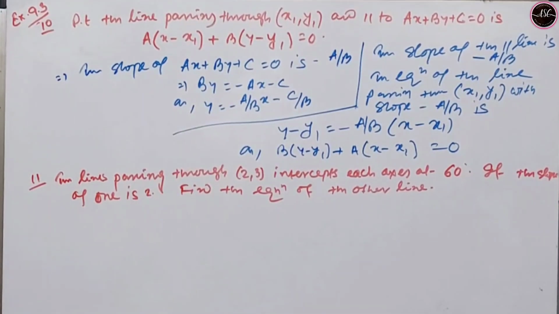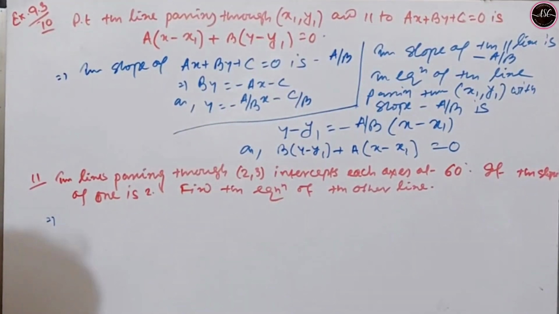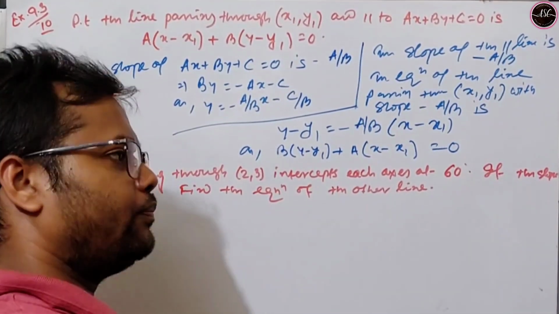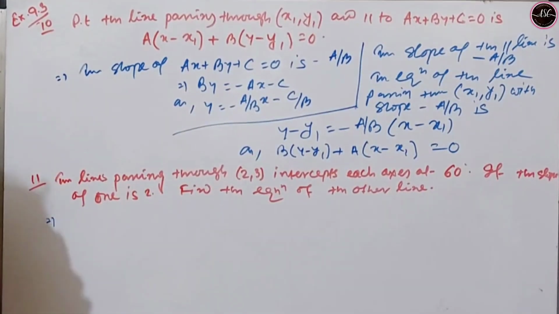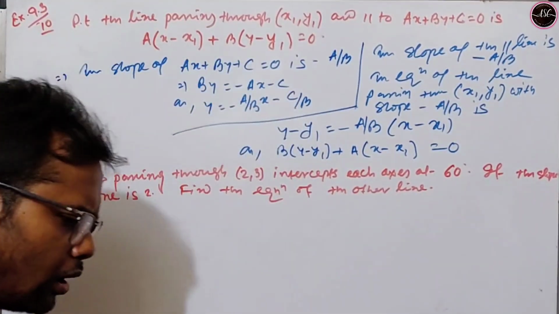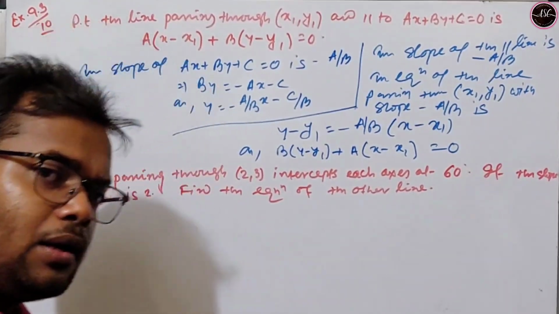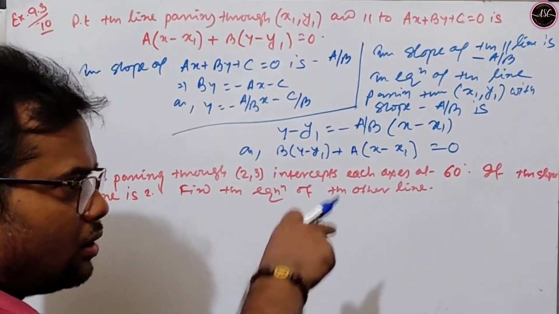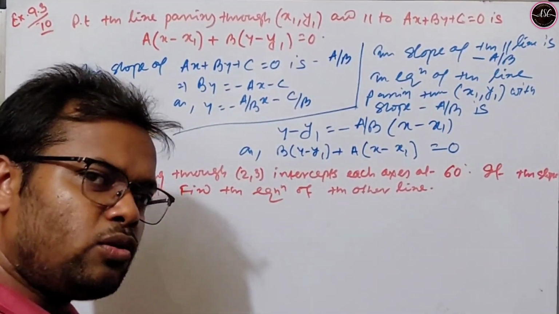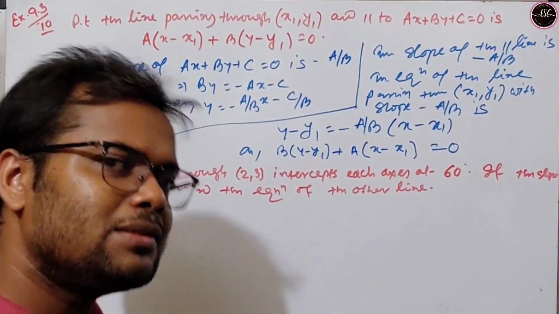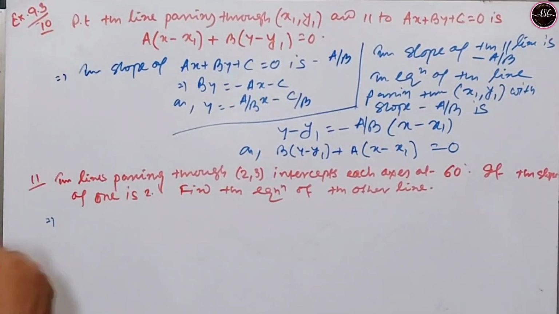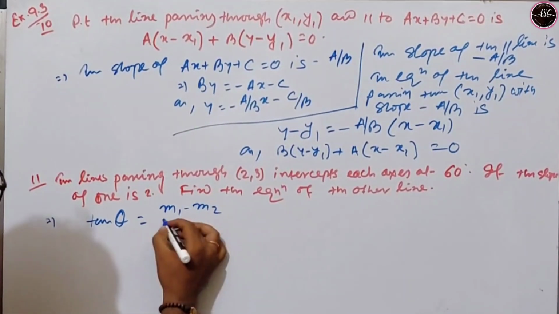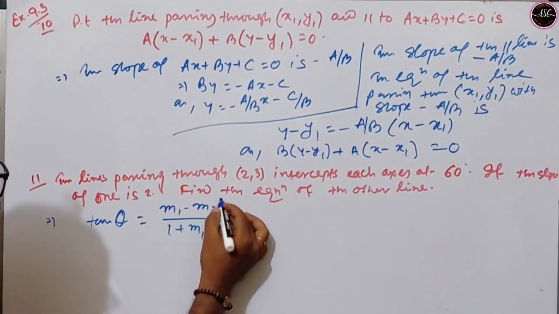Okay, now look at this question. The lines passing through (2, 3) intercept each other at 60 degrees. If the slope of one is 2, find the equation of the other line. So we can use here the tan theta formula, where theta is the angle. So tan theta equals mod of (m2 minus m1) divided by (1 plus m1 into m2). So here tan theta is tan 60 degrees, equal to mod of (m1 minus m2) divided by (1 plus m1 into m2).